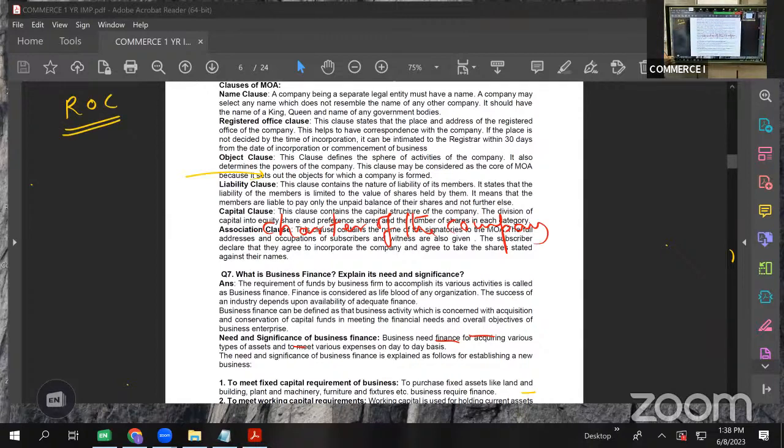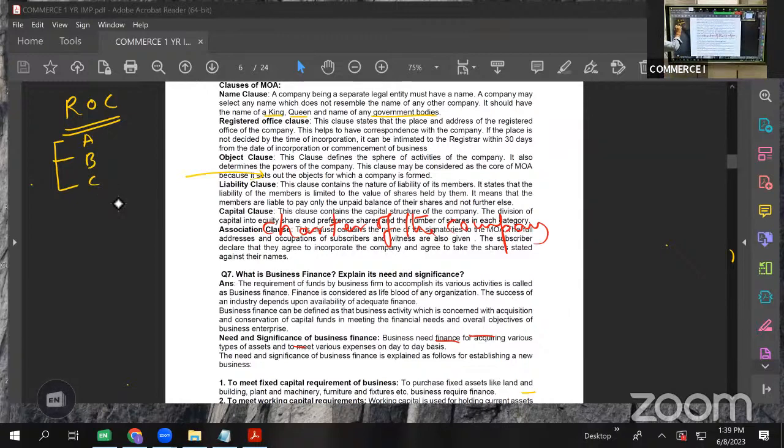It is said that while choosing the name, they should avoid names like king, queen, or the name of any government body. While choosing the name of a company, we cannot use the words king, queen, or any government body or agency's name. At the time of submitting names to ROC, they are asked to submit 3 different names.